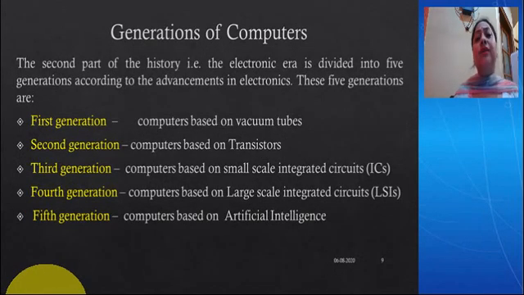The second part of the history, which is the electronic era, is divided into 5 generations according to the advancements in electronics. These 5 generations are: first generation, computers based on vacuum tubes; second generation, computers based on transistors; third generation, computers based on small scale integrated circuits; fourth generation, computers based on large scale integrated circuits; and fifth generation, computers based on artificial intelligence.